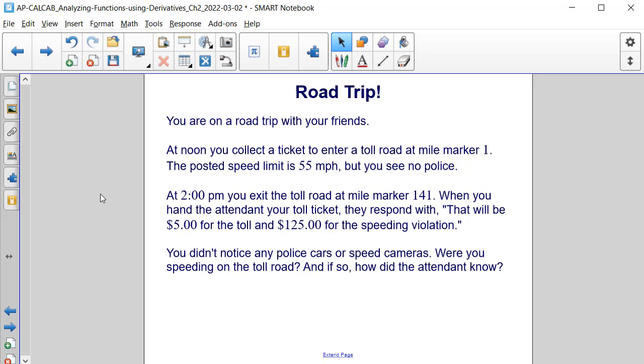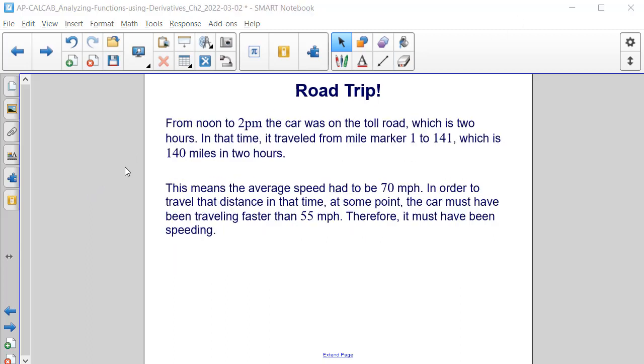When you hand the attendant your toll ticket, they respond with, "That will be $5 for the toll and $125 for the speeding violation." But wait, you didn't see any police cars or speed cameras. Were you speeding on the toll road? And if so, how did the attendant know?